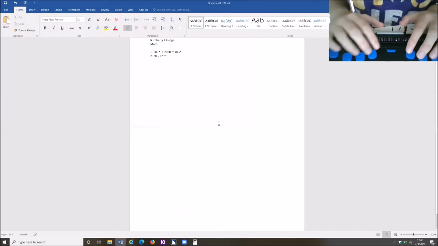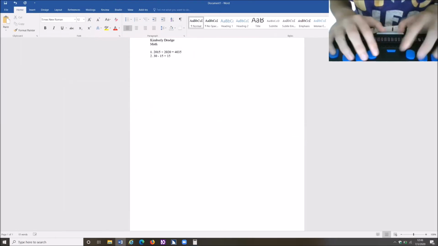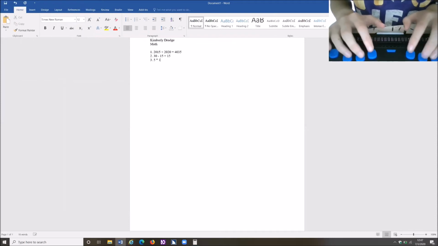Standard calculator mode, Microsoft Word, document one. Paste. Pasted. Nice. Hit enter, number three, and let's do a multiplication problem. Three period, space. Okay, multiplication problem. 100 times 5 equals space. Okay, alt tab back.